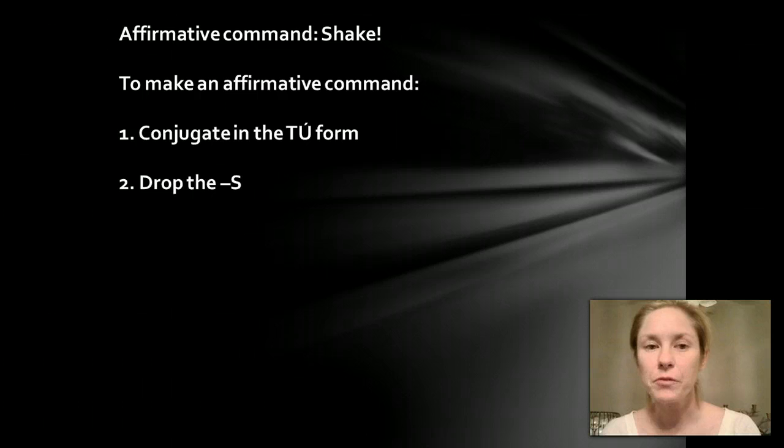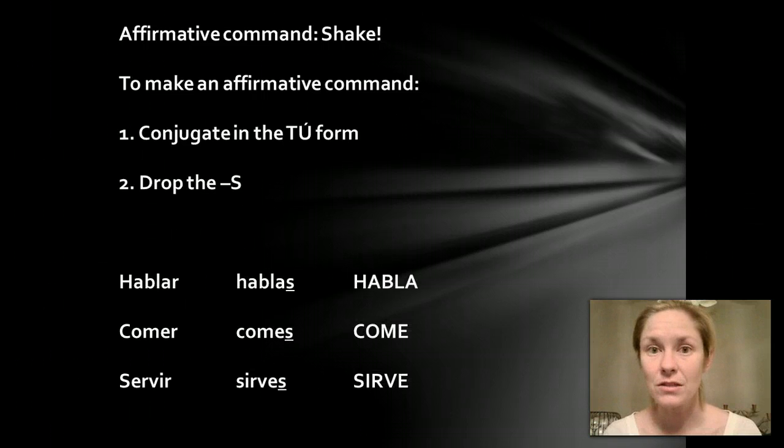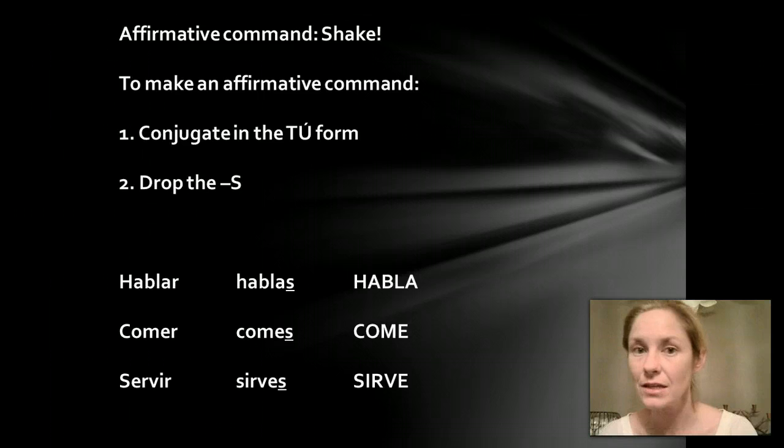So an affirmative command, like shake, if you were talking to your dog, would be two steps. You conjugate in the tú form and then you drop the S. So some examples would be hablar, comer, and servir. Hablar in the tú form is hablas, you drop the S and it's habla. Comer in the tú form is comes, you drop the S and it's come. And then servir in the tú form is sirves, you drop the S and it's sirve.